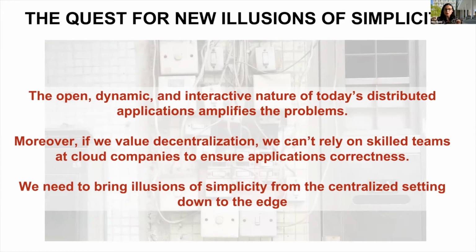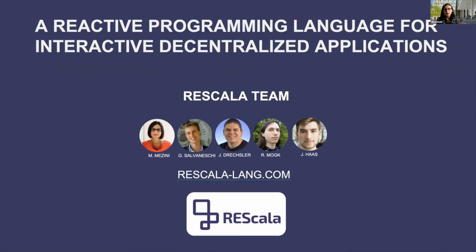We need to bring the illusions of simplicity that we have developed for this logically centralized setting down to the edge. And my take on this is that, or I argue that, programming language-based transparent illusions that leverage the advantages that we have developed in the past for establishing transparency in the centralized setting are the way to go. And in the rest of my talk, I will talk about one particular such language.